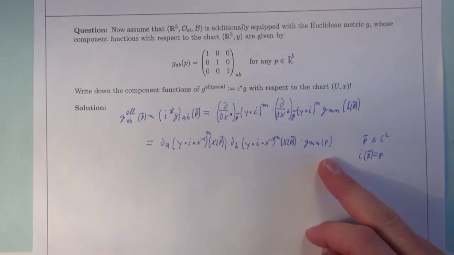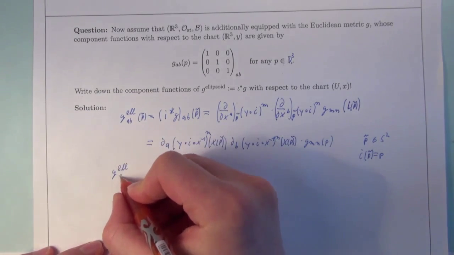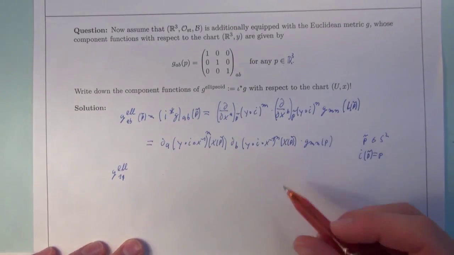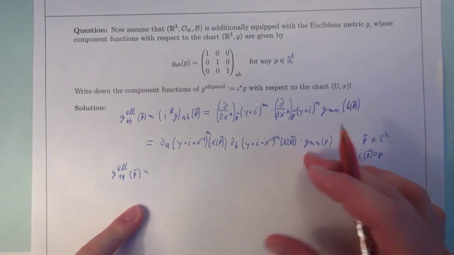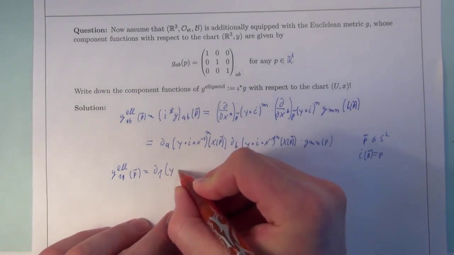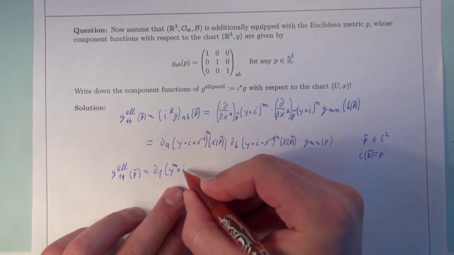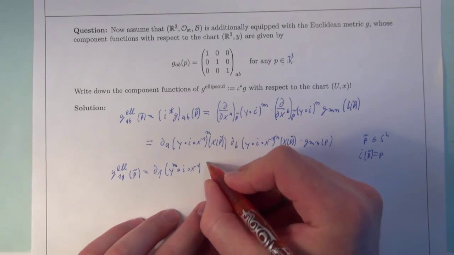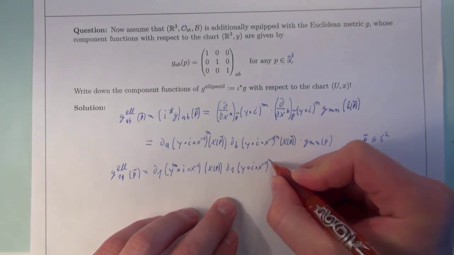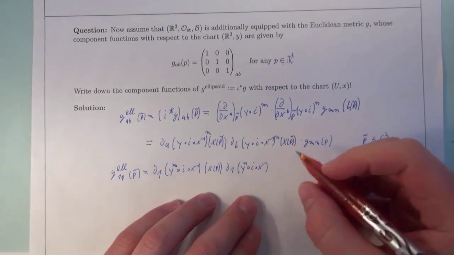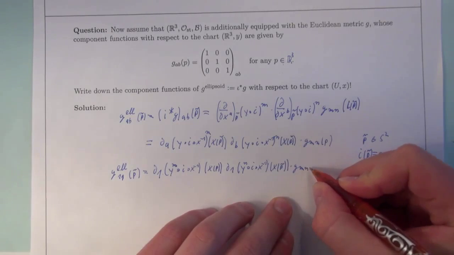Okay, that's the first step. In order to now really calculate how all the components of g ellipsoid look like, we just have to calculate. a and b are running in this case from 1 to 2. Okay, we just plug in. I write it down one more time, and then I talk about what I'm doing. It's the mth component derived with respect to the first component of y of iota of x inverse of x of p, times del 1 of y of iota of x inverse, the nth component, of x of p tilde, times g_mn of p.